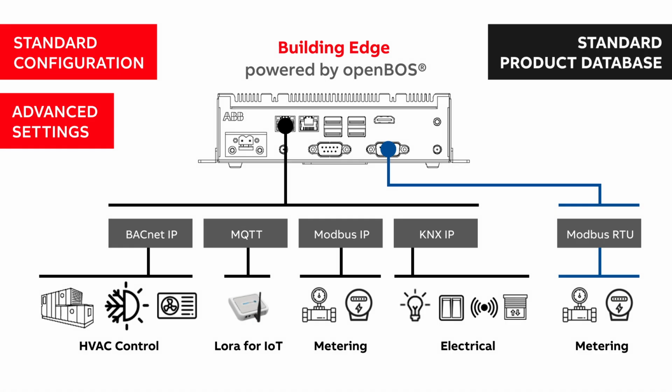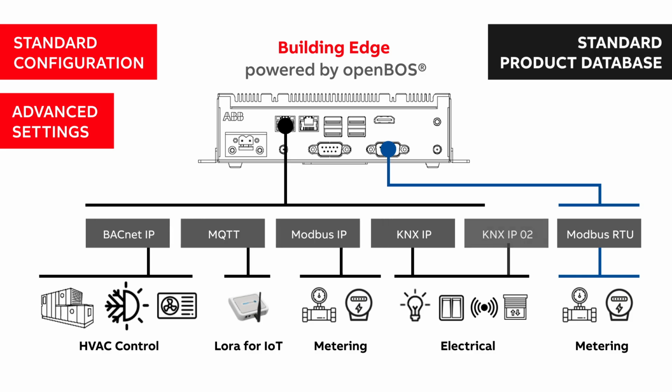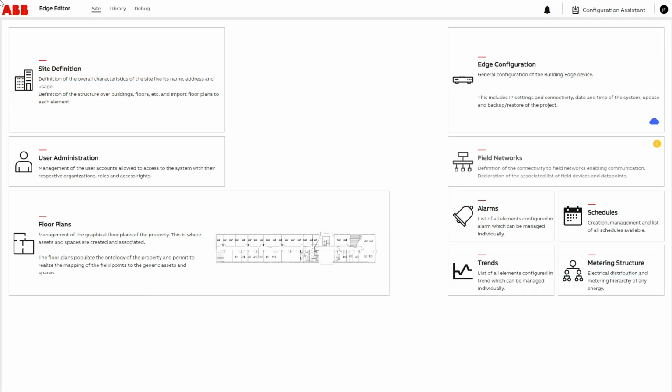Moreover, Building Edge is capable of managing multiple instances of the same protocol. It can, for example, manage two independent KNX networks, one for lights and windows, and another for alarms and blinds. Let's see how this works in the tool.